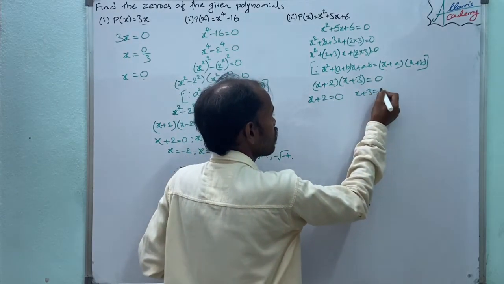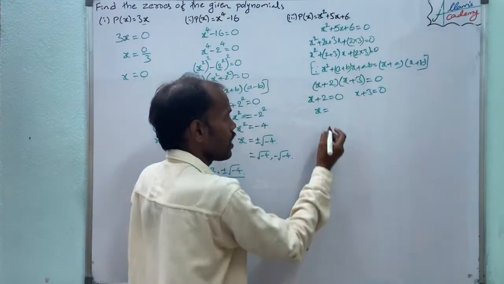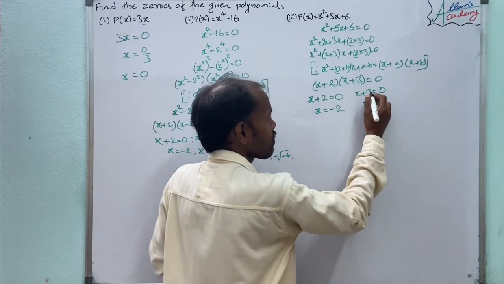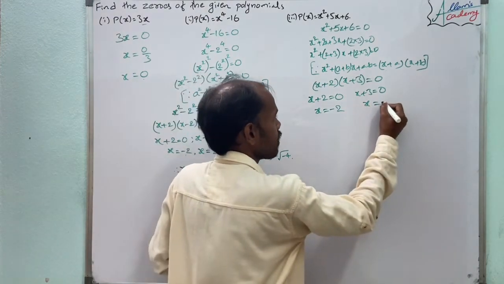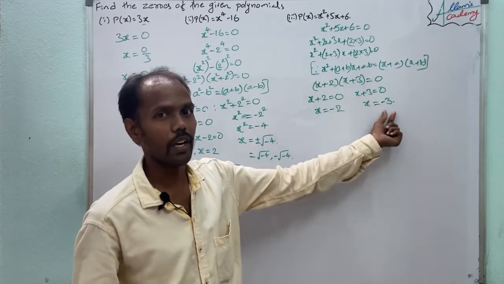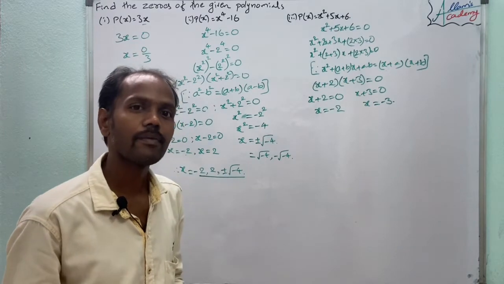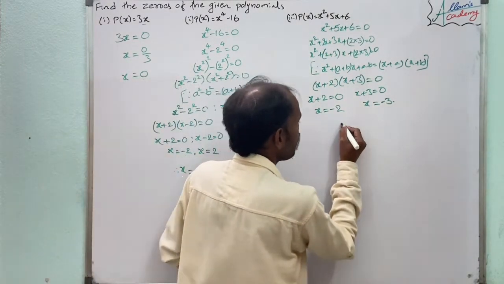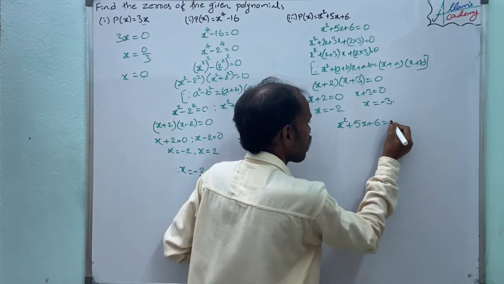If x plus 2 equal to 0, plus 2 transferred to this side becomes minus 2, so 0 minus 2 means minus 2. If x plus 3 equal to 0, plus 3 transferred to that side becomes minus 3, so 0 minus 3 means minus 3. So the zeros of the polynomial are minus 2 and minus 3 for the polynomial x square plus 5x plus 6. This problem we can also solve by another method: x square plus 5x plus 6 equal to 0.